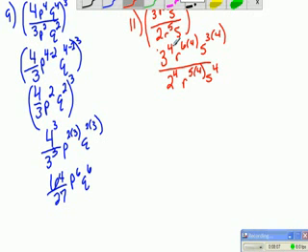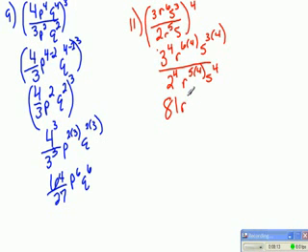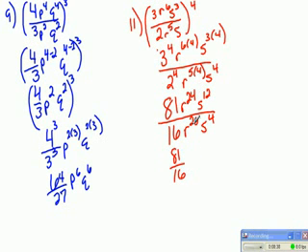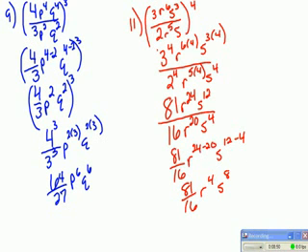3 to the 4th means 3 times 3 times 3, which would be 27, times another 3, which would be 81. R to the 6 times 4 is 24, and S to the 3 times 4 is 12. On the bottom, 2 to the 4th. 2 times 2 is 4, times 2 is 8, times 2 is 16, so 16, R to the 20th, and S to the 4th. I cannot simplify 81 over 16. I can't divide them both by the same thing, so I'm going to leave those alone. 81 over 16. And then R to the 24th minus the 20th, and S to the 12th minus the 4th. So again, R to the 4th and S to the 8th.